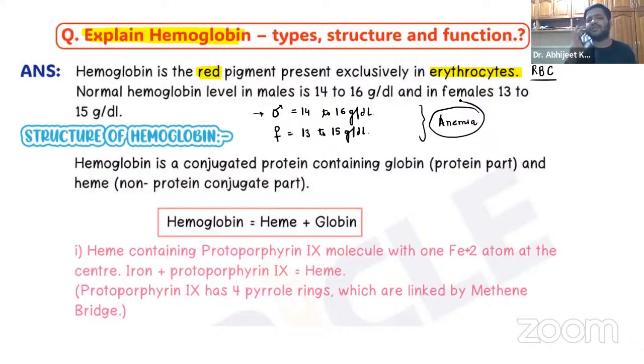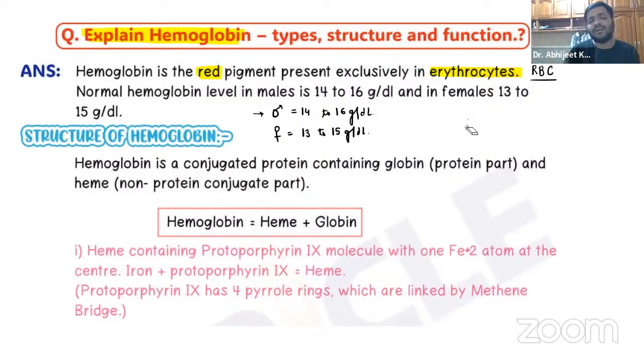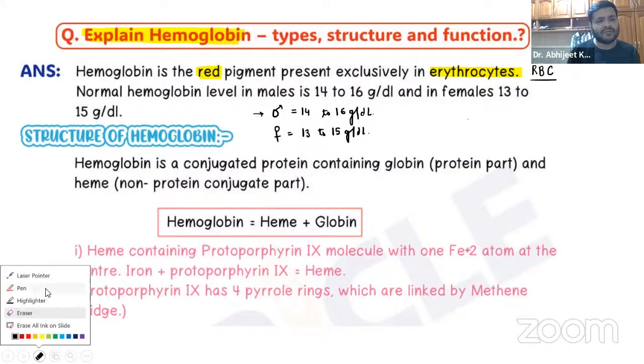So that is something which you have to take away from here. If the values are lesser than 14 in males, and if the values are lesser than 13 in females, right, we have mild, moderate, and severe anemia, right? So that is something that you have to remember.